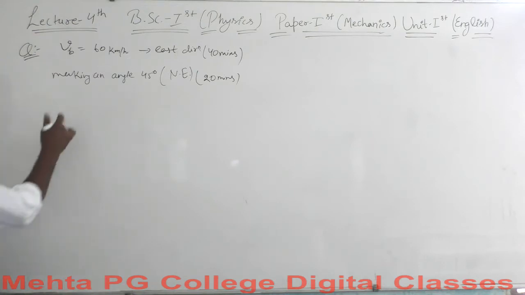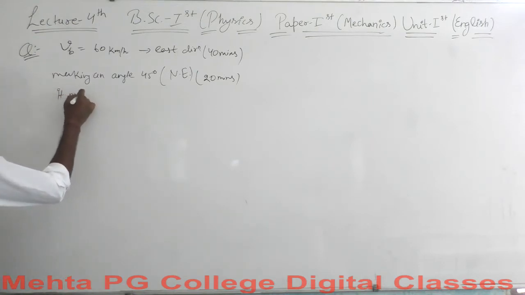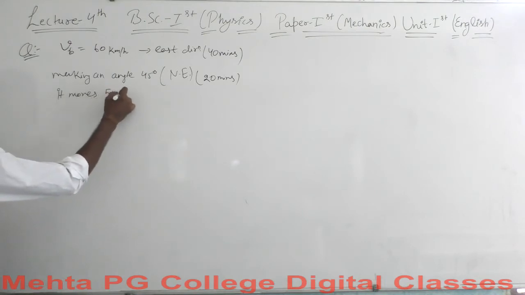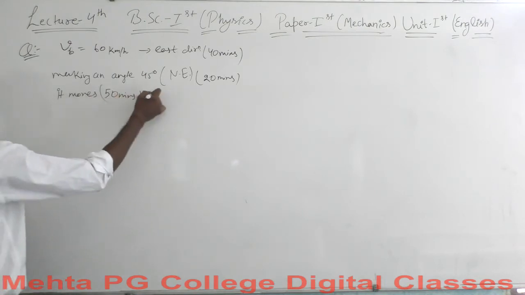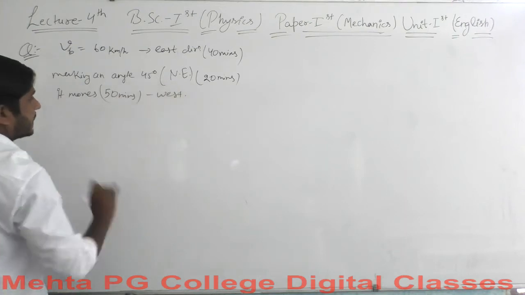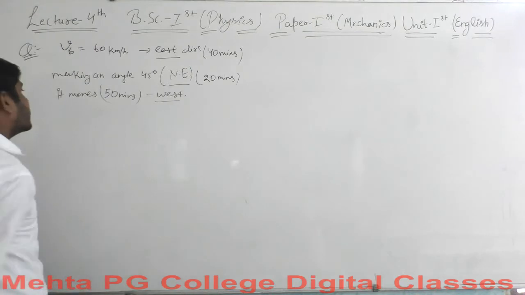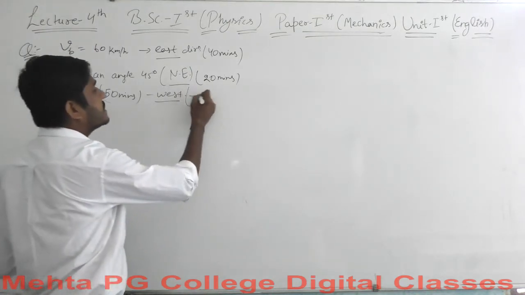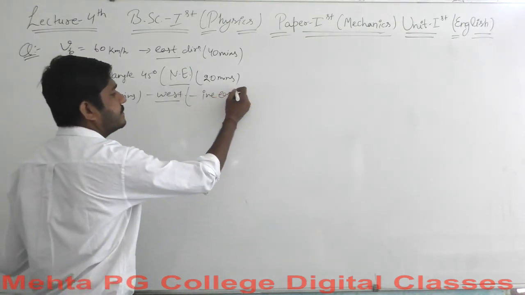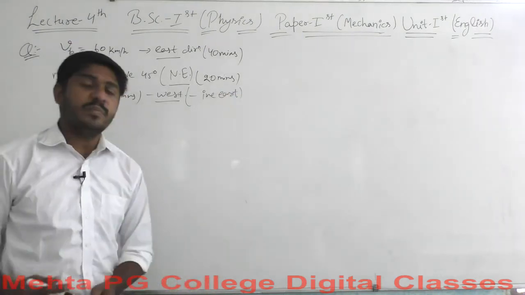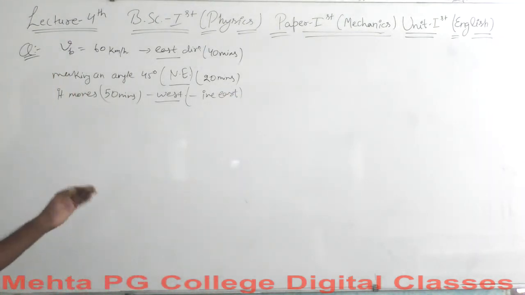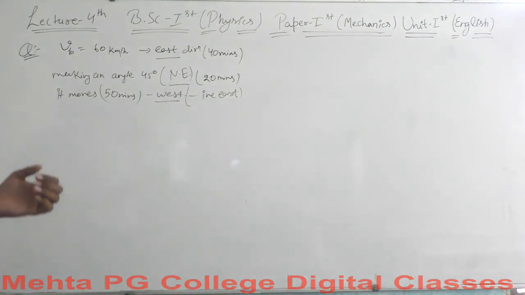Finally it moves 50 minutes in the west direction. So we got three directions here: the east direction, the northeast direction, and then the west direction, or you can say the negative east direction. Okay, so what are we required to calculate? We are required to calculate the average velocity throughout the motion.